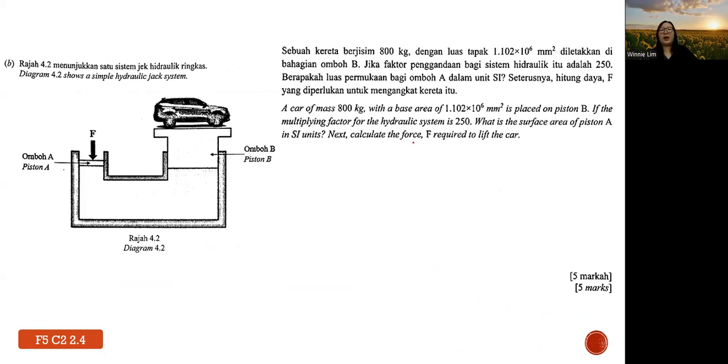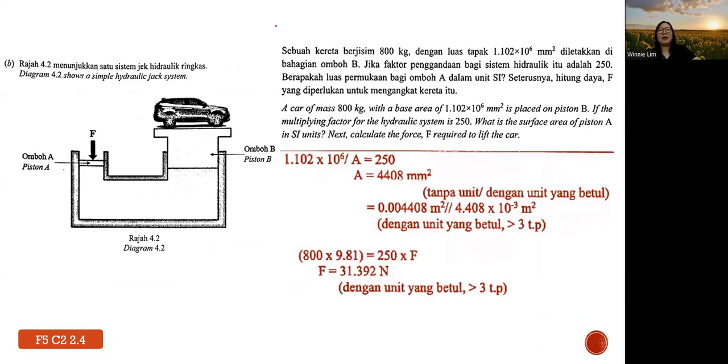Okay, so to get the idea, your A2 is to A1, or A2 divided by A1, is equal to 250. Then I have the A2 mark, which is this one. But this is not SI unit, it is millimeter square. So how do you change it to SI unit?